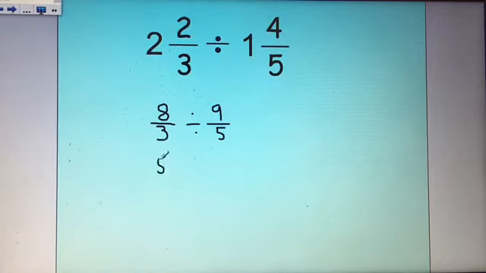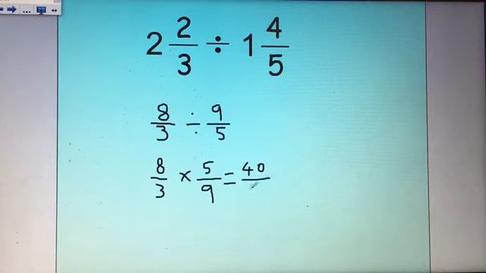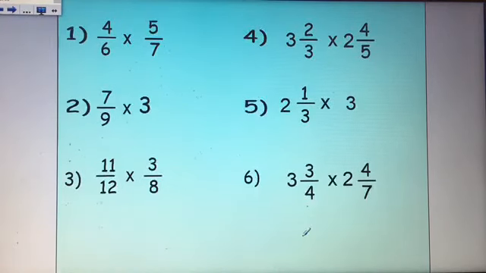So 8/3 stays the same, change the divide to a multiply, and flip the 9/5. Make 5/9. Just going to join that up there. 8 times 5 makes 40. And 3 times 9 makes 27. So the answer would be 40/27, or you could change that to 1 13/27.